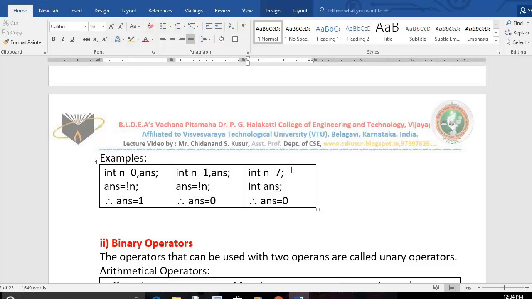Okay. Here, what do I do? Here I write answer, then I write answer equals to not n. Not 7. 7 is true, so not 7 means 0. 0 will be stored. Okay, this is what logical not is.